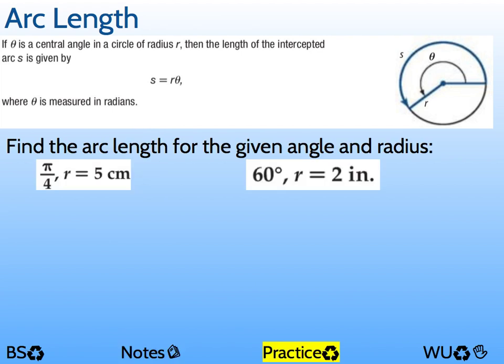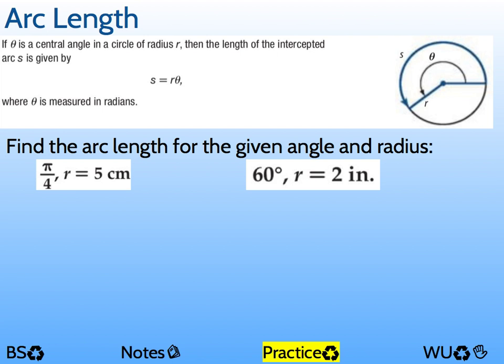These example problems ask you to find the arc length when you're given the angle and the radius. In the first one, the angle is pi over 4 radians and the radius is 5 centimeters. The second one, the angle is 60 degrees and the radius is 2 inches. Pause your video now so you can complete these two problems. I'll go over the answers in 3, 2, 1.